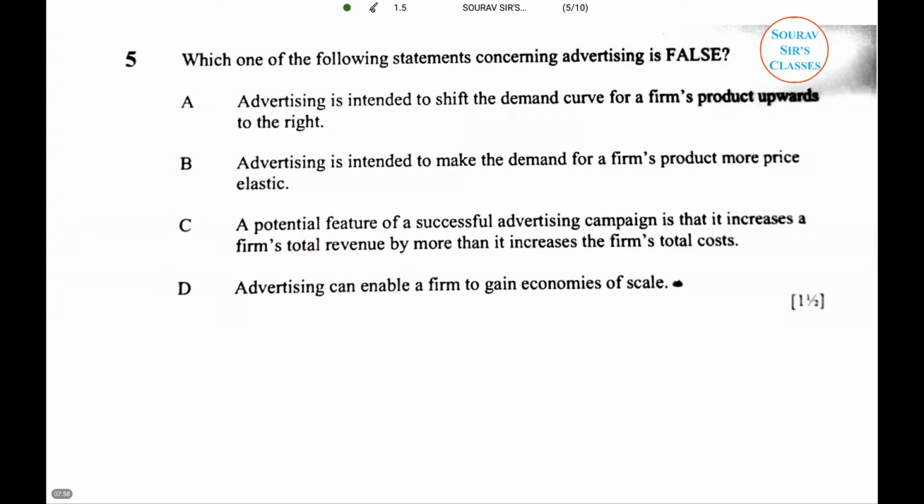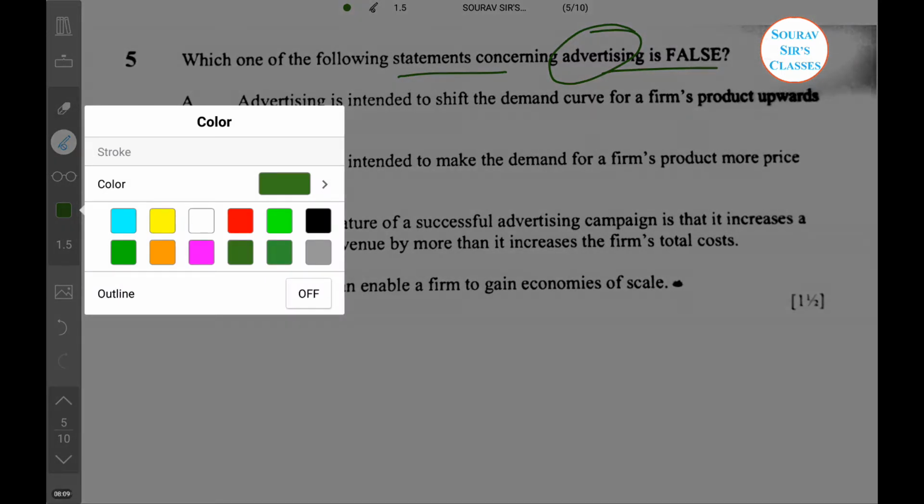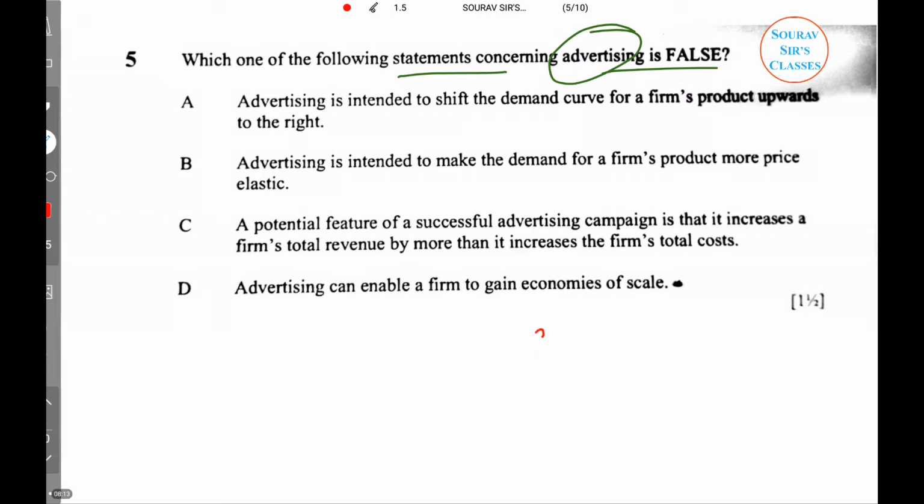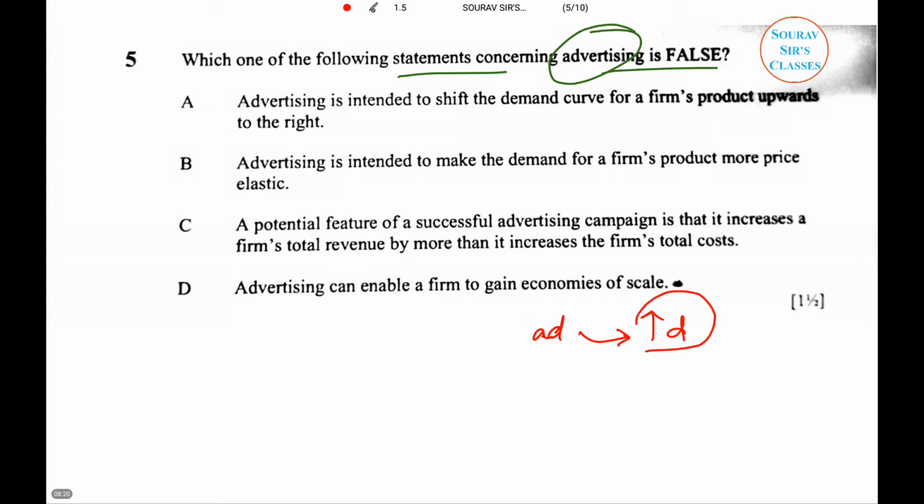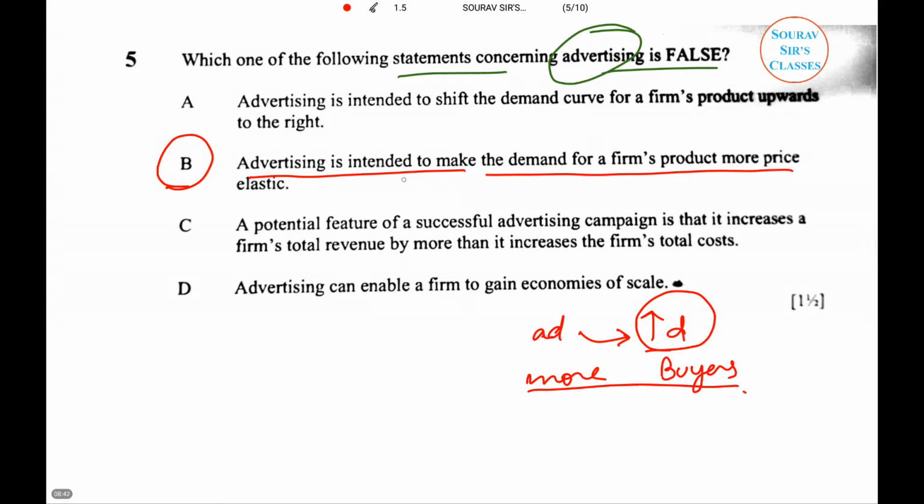The next question asks which statement given in the following is false with regard to advertising. Now, when there is an ad or a commercial, it is done basically to increase the demand of the product and make people aware of the product, so that more buyers come. So let us concentrate on statement B, that advertising is intended to make the demand for a product more price elastic. More price elastic means that EP is greater than 1.